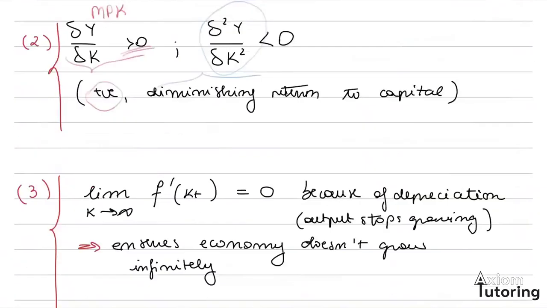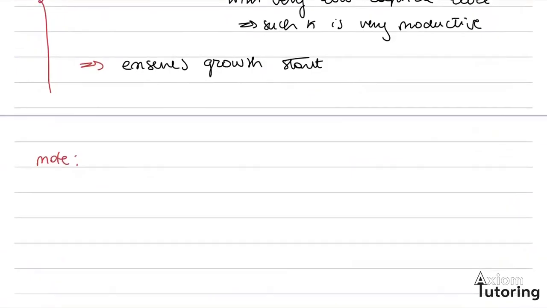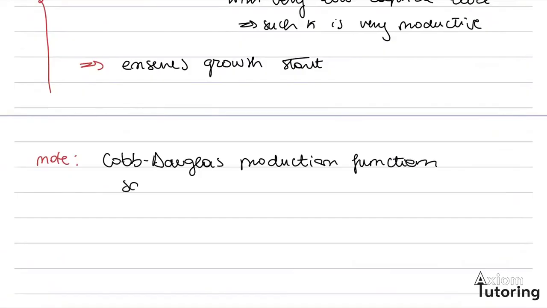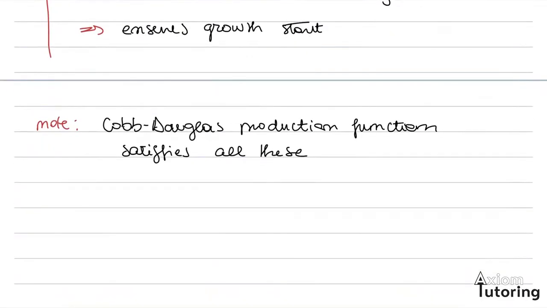These four conditions that we've outlined are all satisfied by the Cobb-Douglas production function. And thanks to these, we can now move on in the next videos to draw our graphs for the Solow growth model in order to find an equilibrium level of capital and output.